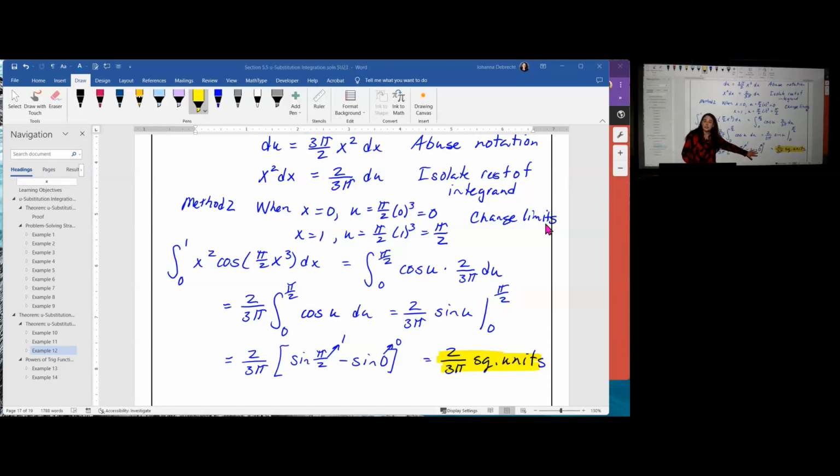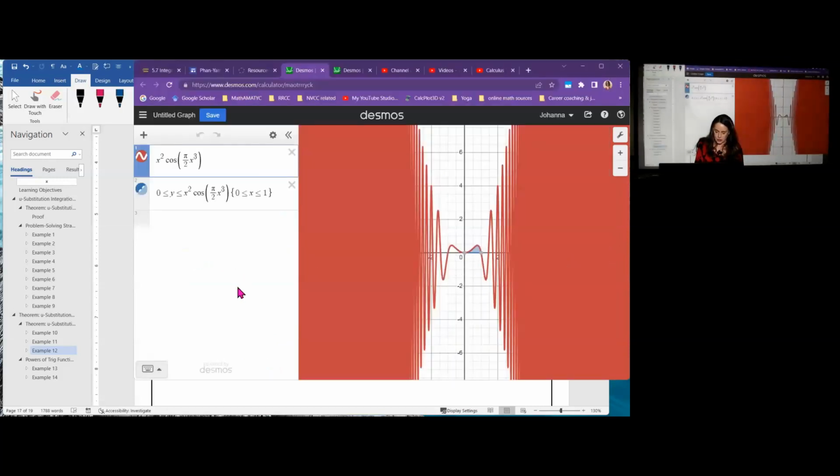Notice that my substitution here is relatively simple and straightforward. In method 1, it would not be. This gives me 2 over 3 pi square units of area. This is also a kind of fascinating function. When you look at it, you can tell that it begins oscillating so incredibly rapidly out here on the edges. The Desmos just can't handle it, and it resorts to just kind of painting it all red. In fact, it is still a function.